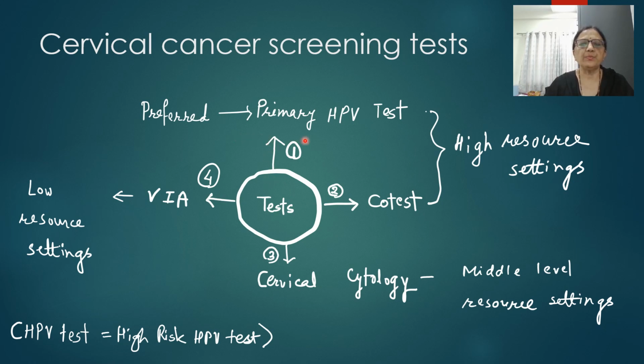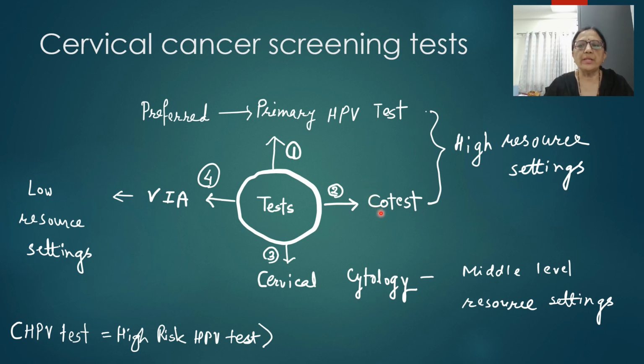The preferred test at present is primary HPV test. Whenever we say primary HPV test, the terminology itself indicates that it is a stand-alone test. It is only a single test which is being done. This is the preferred stand-alone test, the primary HPV test. And whenever we say HPV test, it is always high risk HPV test. HPV test terminology is equivalent to the HPV test which is detecting the high risk strains for development of cervical cancer.